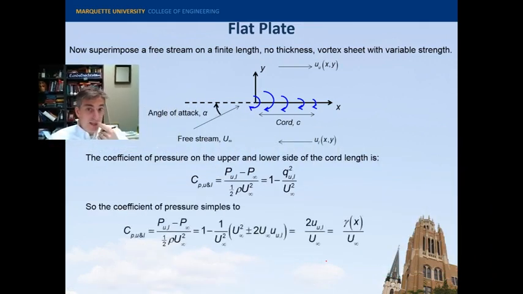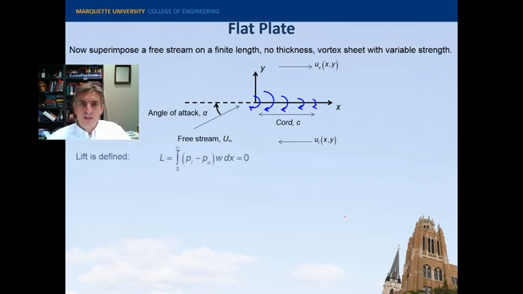So if I put that into my coefficient of pressure and turn the crank, I end up with just this gamma x over u infinity. All right.